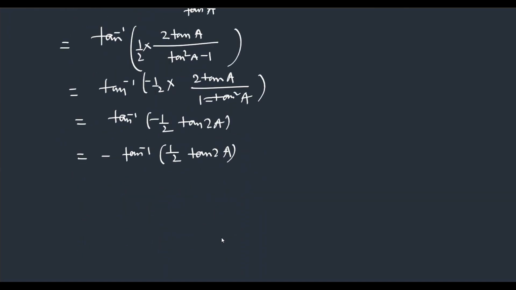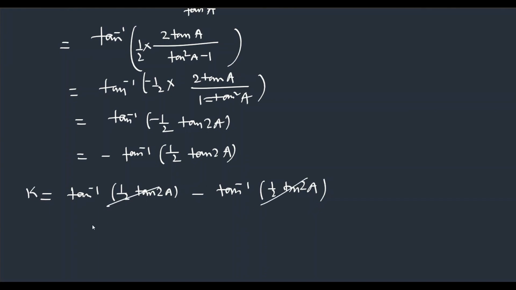Now in the full expression, the first term is tan inverse half of tan 2a. When we simplify the other two terms, we get minus tan inverse half of tan 2a. So these two cancel out, and this is the value of k. So k is 0, box of k we get box of 0, and box of 0 is again 0. So this will be our answer.